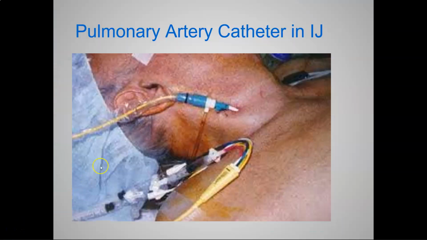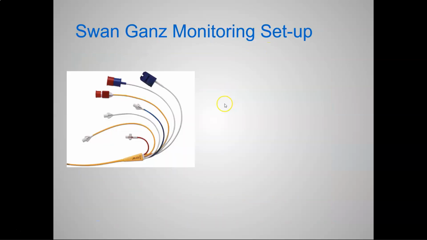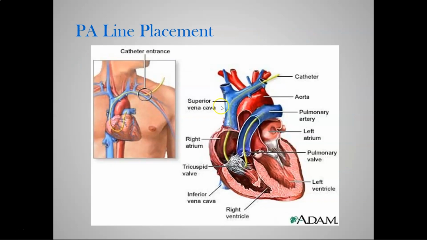So let's talk about insertion of the Swan-Ganz catheter. Typically we're going to be getting one in the IJ right here. Okay, internal jugular. No, radial will not work. Brachial will not work. Axillary will not work. This one is very specific and has to go in the IJ, because if you look at where the tip of the catheter is terminating, look at how we're moving here.